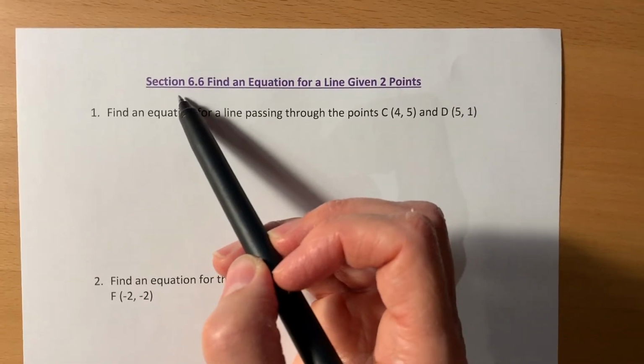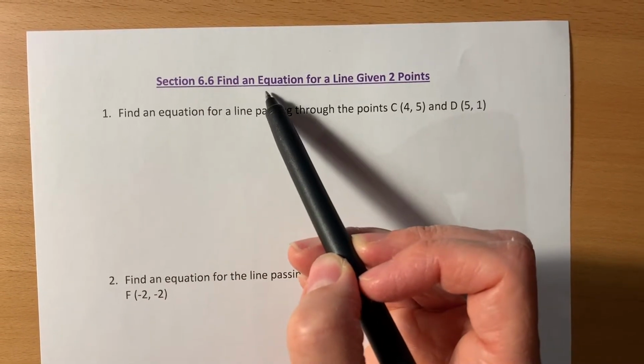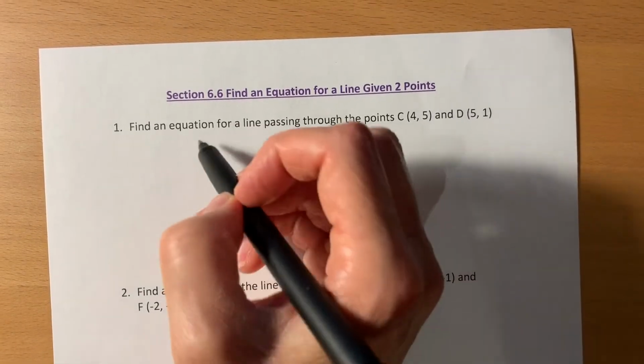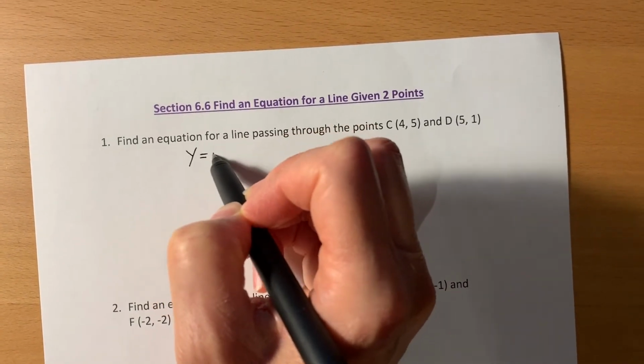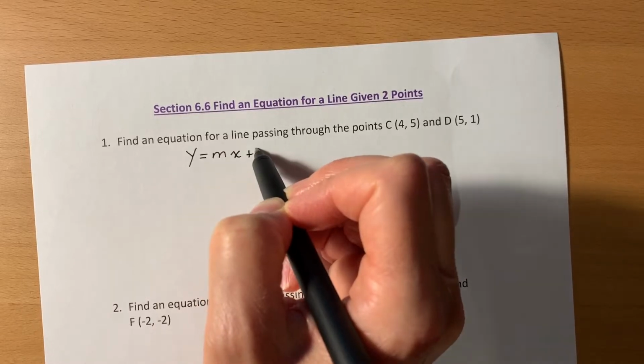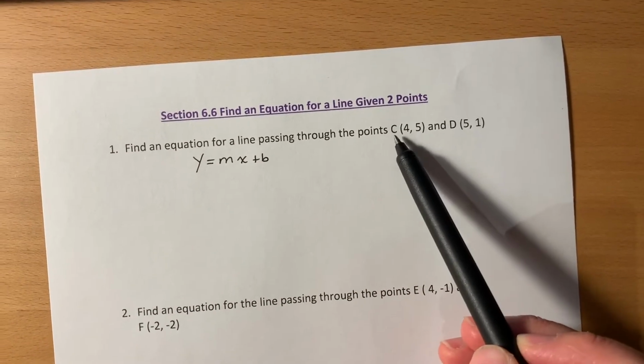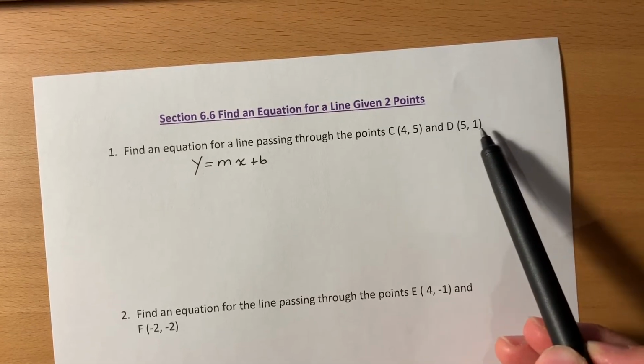So we're looking at section 6.6. We're going to continue finding equations of lines. This time we're going to be given 2 points. So once again, when you're finding the equation of a line, it's in the form y equals mx plus b. This time we're told 2 points that it passes through, C (4, 5) and D (5, 1).